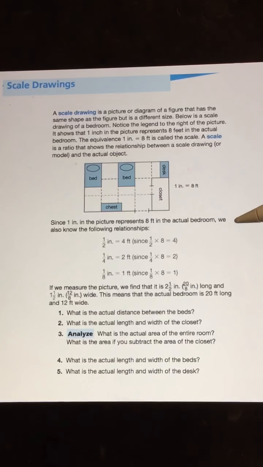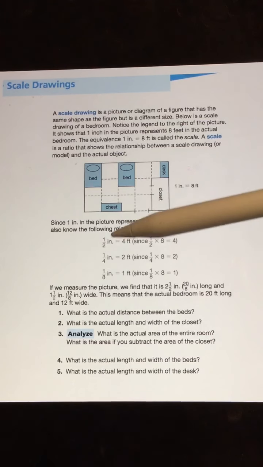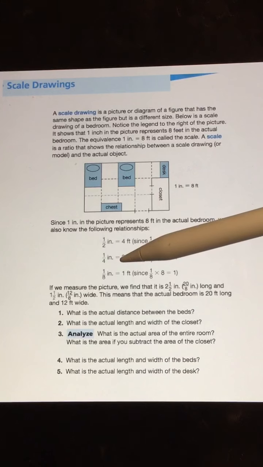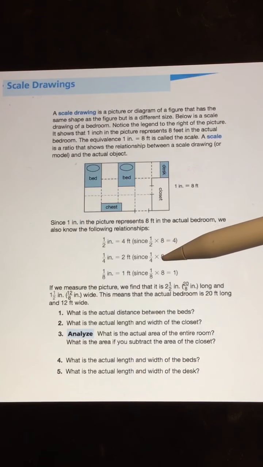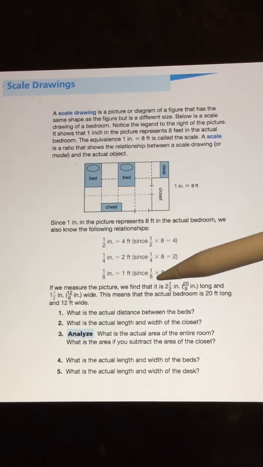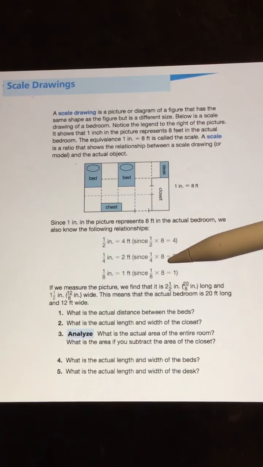Since 1 inch in the picture represents 8 feet in the actual bedroom, we also know the following relationships. Half of an inch is 4 feet, since half times 8 equals 4. Then a fourth of an inch equals 2 feet, because a fourth of 8 is 2. Then 1/8 of an inch is 1 foot, since 1/8 of 8 is 1.